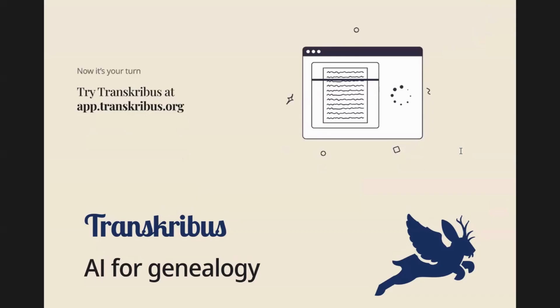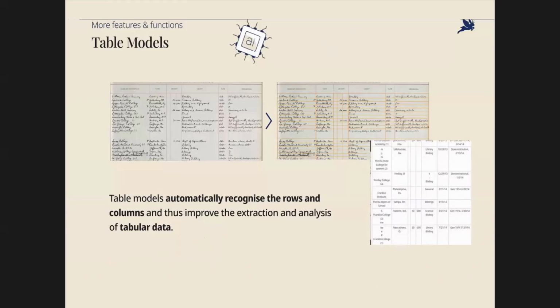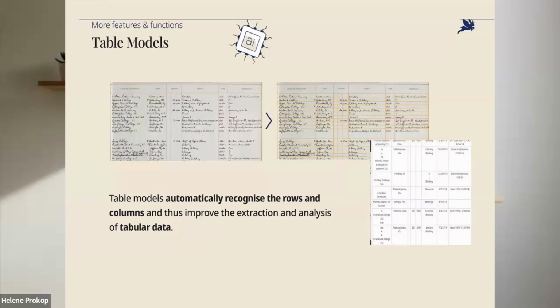And then we also have table models. I just briefly mentioned them previously, and they can be trained to automatically recognize the rows and columns. And you can also extract tabular data and export Excel files. So these functions are included in the Scholar plan, and starting with the Scholar plan. We have the information about the different pricing plans on our website as well, under plans and pricing.